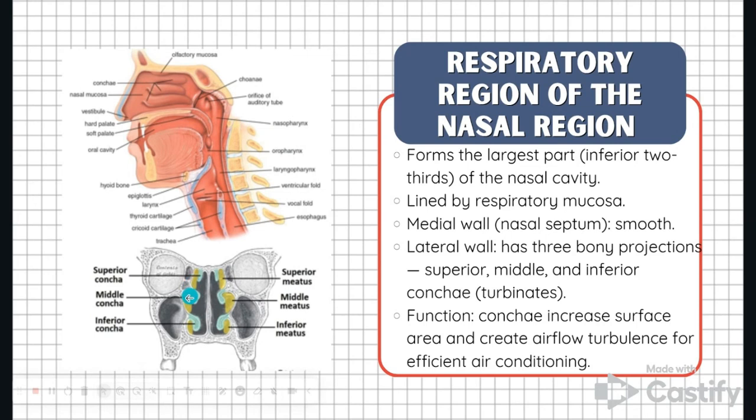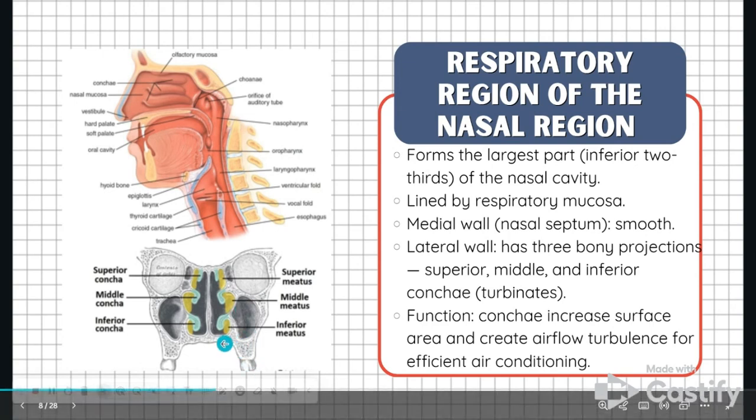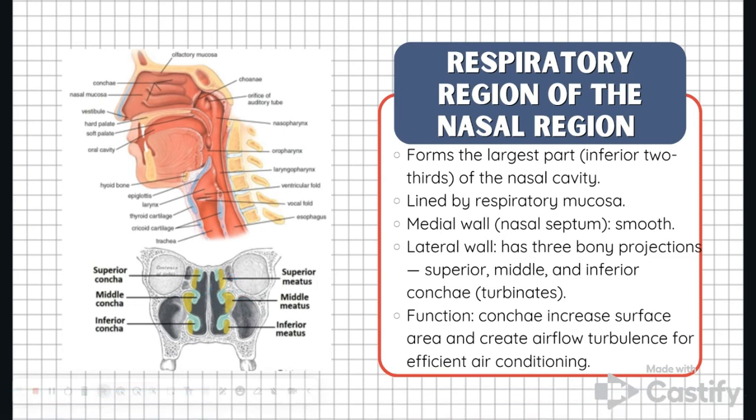You guys see here these little swirls? Basically their function is going to be to make the air turbulent, increase the surface area, and create airflow turbulence. What does that mean? When you breathe in, the air is going to come in here and it's going to do some sort of swirl. This swirl is going to help force the air in and give it easy access to flow.